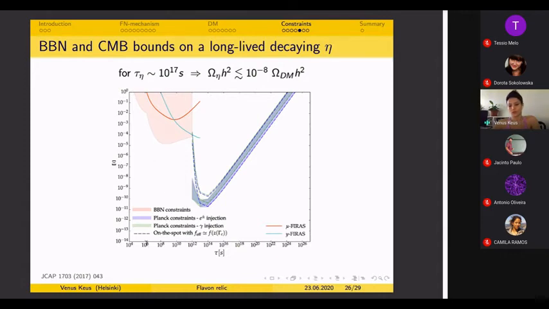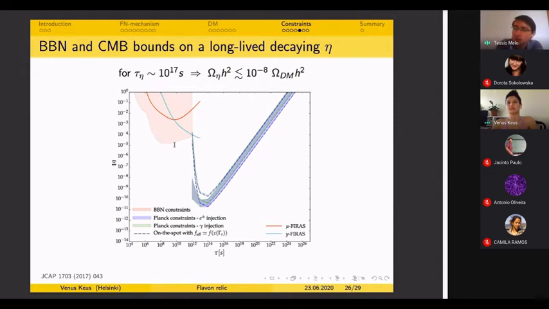If your particle is a little bit more long-lived and is decaying to photons, injecting energy into the standard model bath, you are quite constrained by Big Bang nucleosynthesis. So basically, that is what this pink region says.